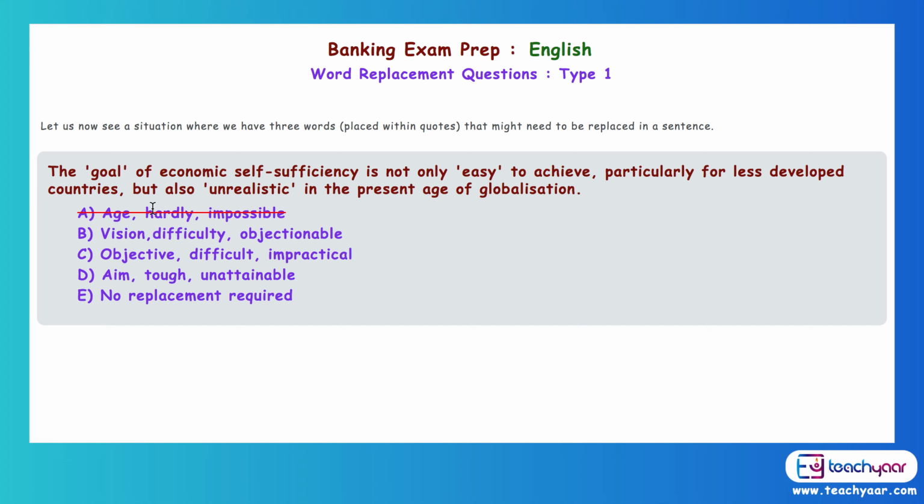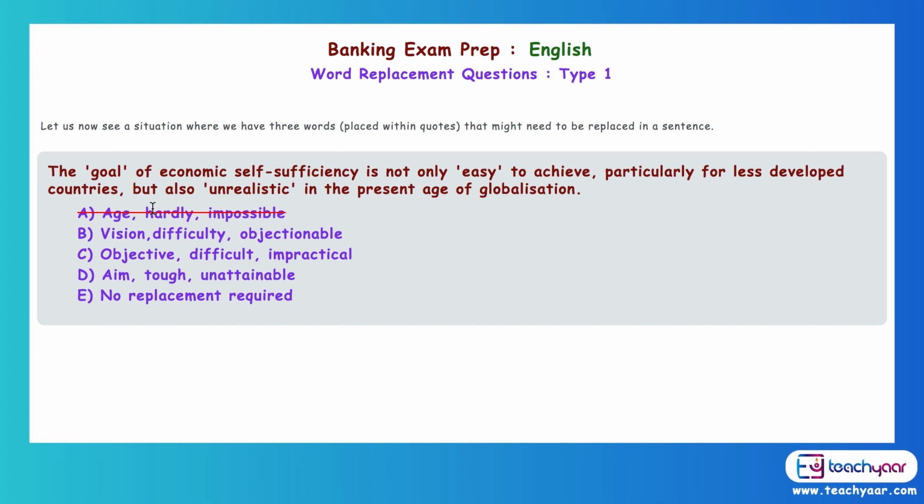So actually now what we are looking for is not synonyms for easy, but antonyms. We are looking for a word which means the opposite of easy. So when you look at the second word, we have to look at something which is having a meaning opposite to easy. So let's see option B. What is option B? Difficulty. So the goal of economic self-sufficiency is not only difficulty to achieve. Now here the word is difficult, but it is difficulty to achieve. So we have to think about it.